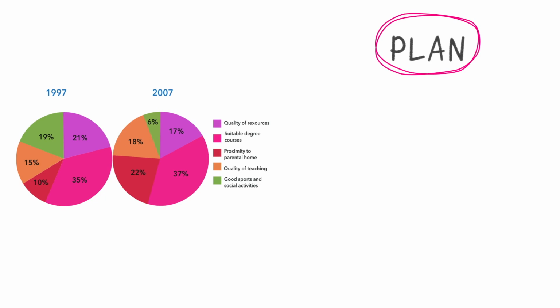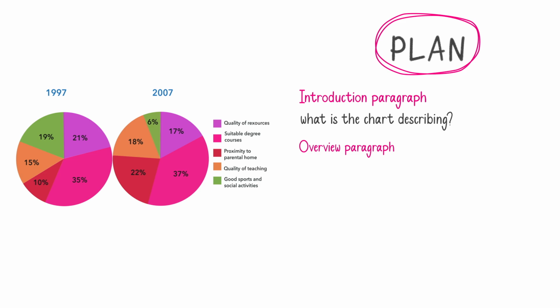So you know, in the introduction paragraph, we talk about what the chart is describing. So basically, we paraphrase the question, right? So it is pretty easy. Our second paragraph is our overview paragraph. So we should talk about what the main trends are, or what the main features are in this graph. All right, now let's first analyze what the main trends and features are.